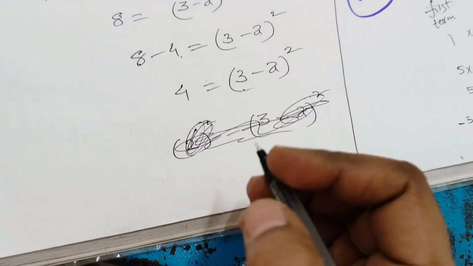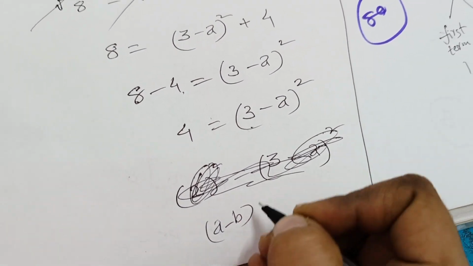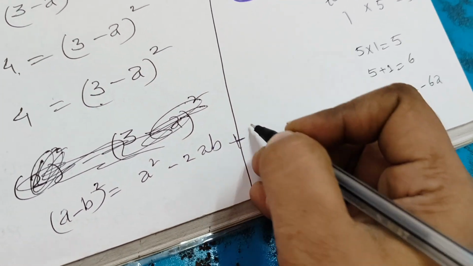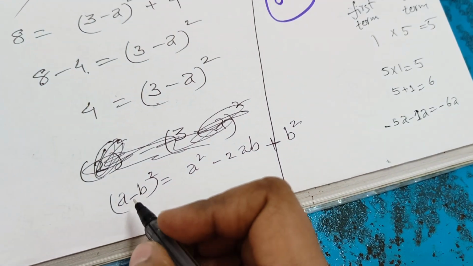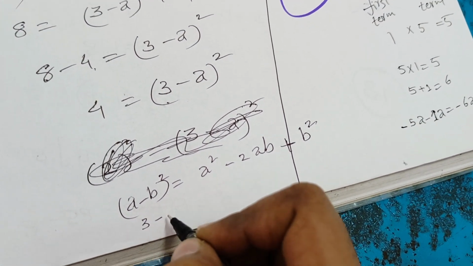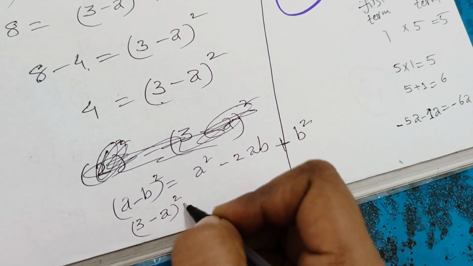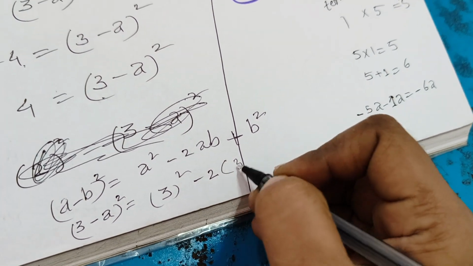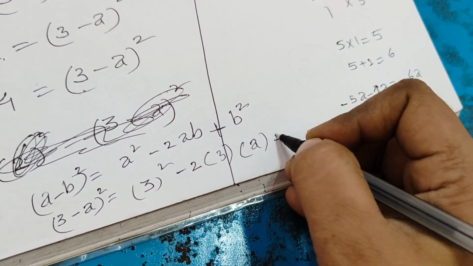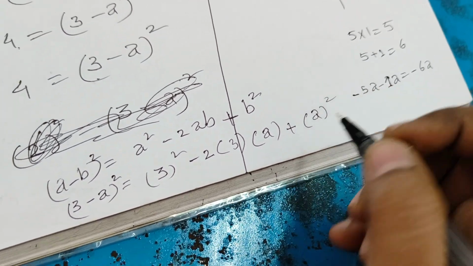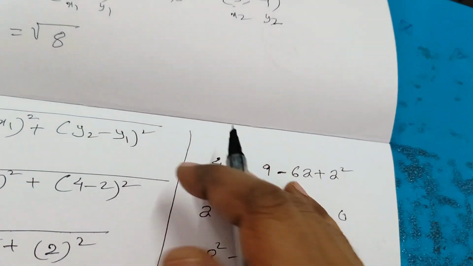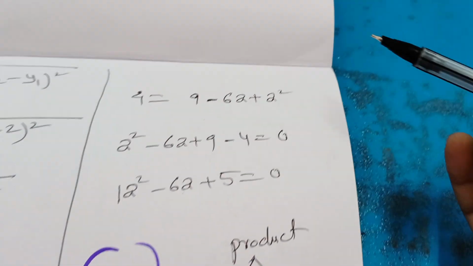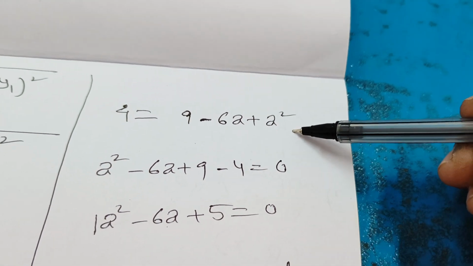So here we are applying the (a minus b) whole square formula: a square minus 2ab plus b square. So a square means here in place of a I am writing 3, in place of b, a. A square means 3 square, minus 2 into a which is 3 and b which is a, plus b square means here we are writing a square. So 3 threes are 9. So we are writing 9 minus 2 threes are 6a. So this becomes minus 6a plus a square.